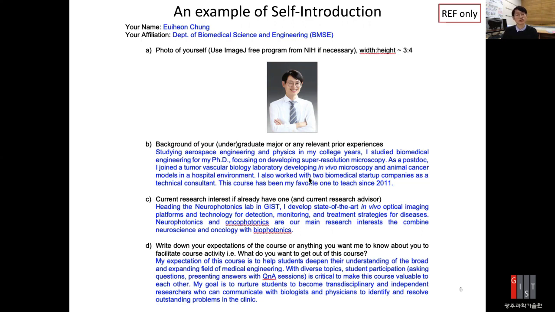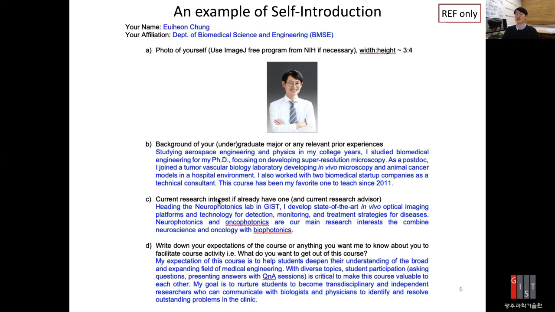I also worked with two biomedical startup companies as a technical consultant. And this course, since I started teaching it in 2011, has been my favorite. So this is another chance for me to try to convey how exciting this field is and how interesting it is, with you all together.